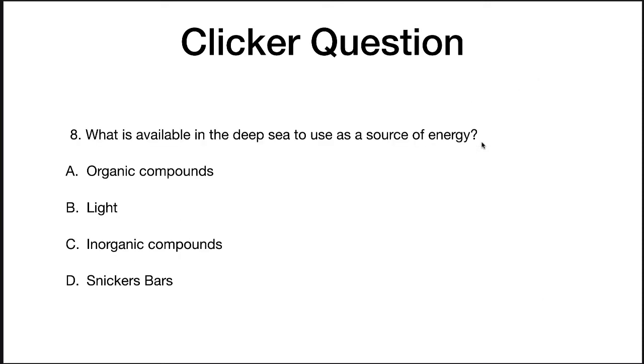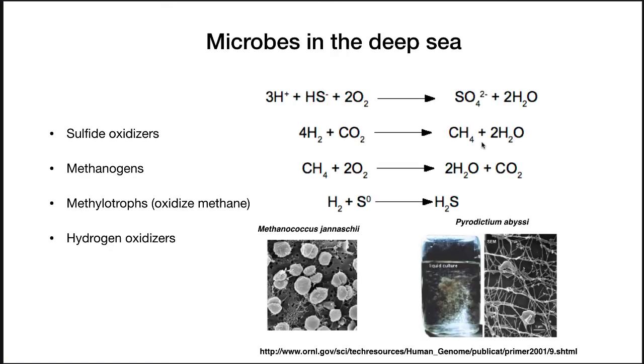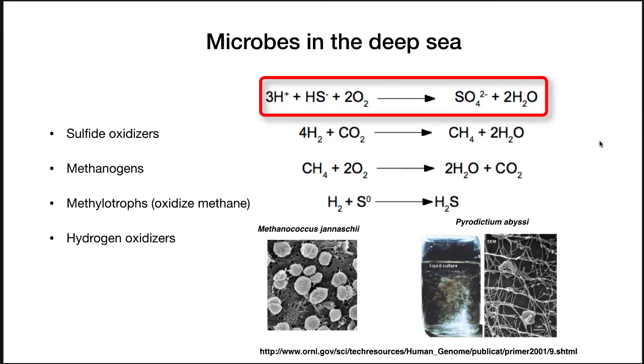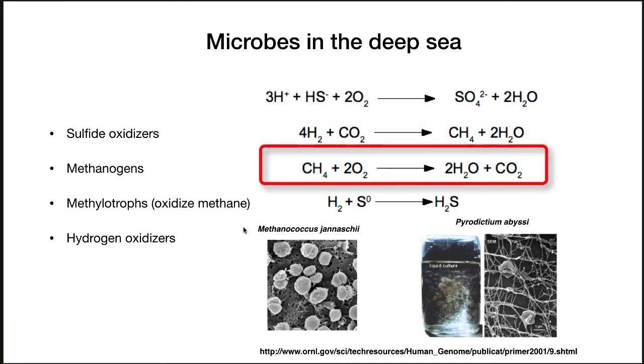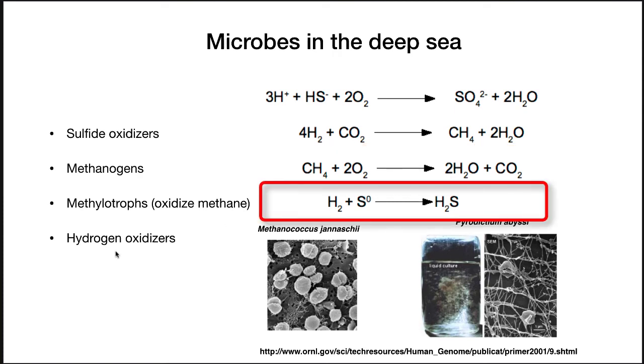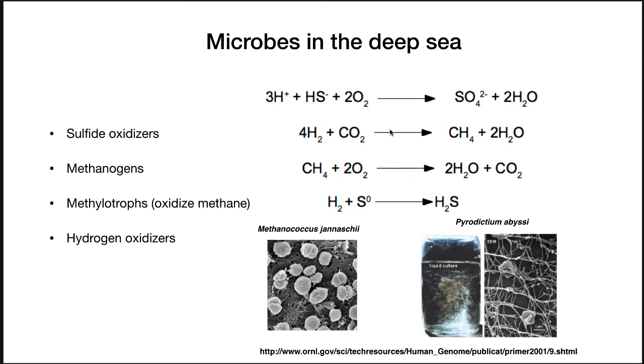So what do you think is available in the deep sea to use as a source of energy? It turns out you can have organic compounds and inorganic compounds. So what kind of microbes do you find in the deep sea? You find sulfide oxidizers. Chemistry is shown here. You find methanogens. Chemistry is shown here. You find methylotrophs that will use that methane and convert it into water. And you find hydrogen oxidizers. You'll note that there is oxygen present at the deep sea that they can take advantage of.